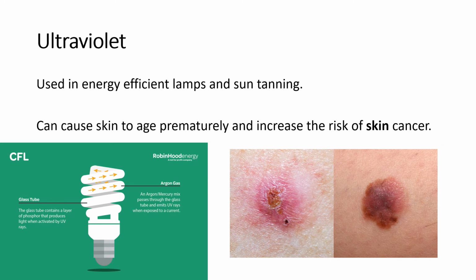Ultraviolet is used in energy-efficient lamps and sun tanning. In the energy-efficient lamp, the glass tube contains a layer of phosphor that produces light when it's activated by ultraviolet rays. These are given off from the argon-mercury mix inside it when it's exposed to an electrical current. But ultraviolet can cause skin to age prematurely and also increases the risk of skin cancer.